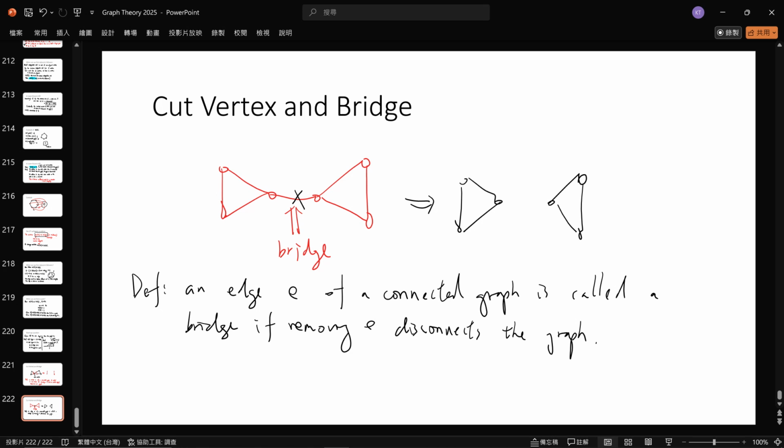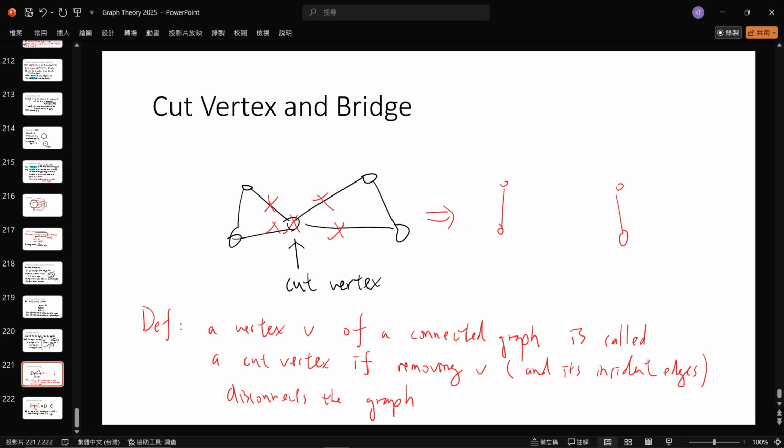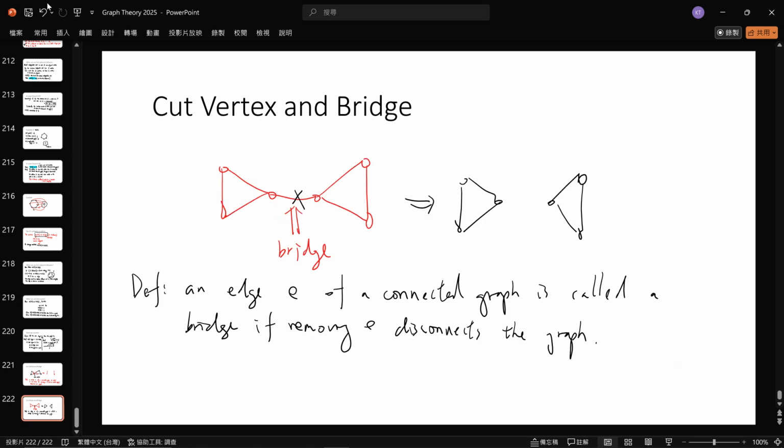So these are two very similar concepts. The basic idea is to disconnect the graph by removing just one element. But I want to stress that when we discuss cut vertex, we remove a vertex along with its incident edges. It's more powerful to remove a vertex, because when you remove a vertex, all its incident edges are gone. Today we're first going to discuss some relationships between cut vertex and bridge.